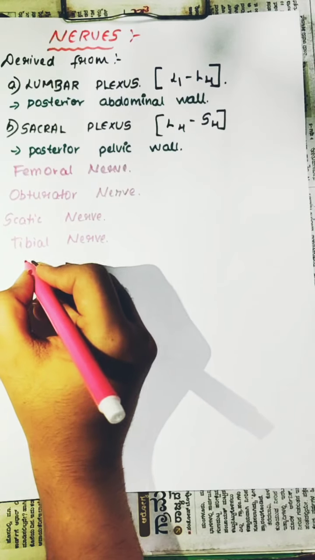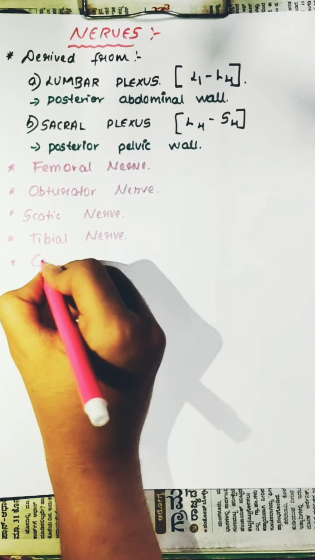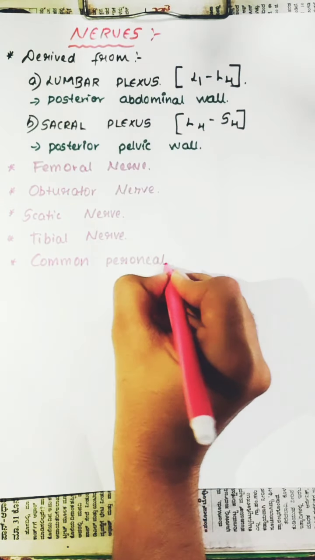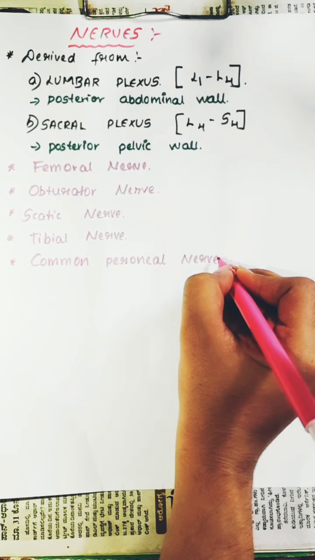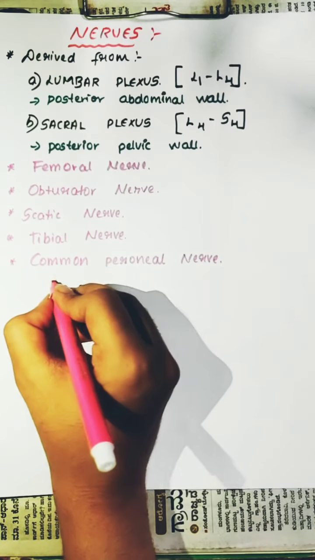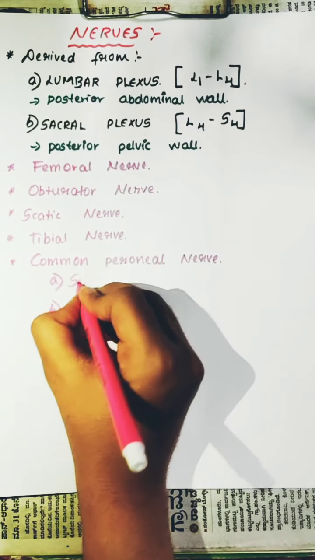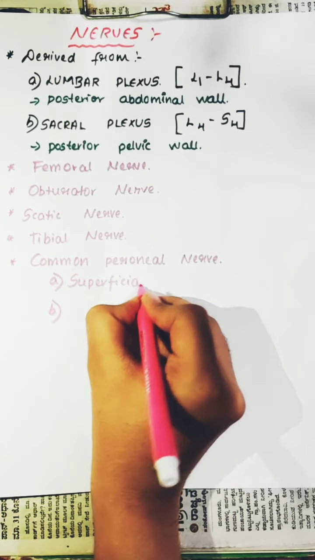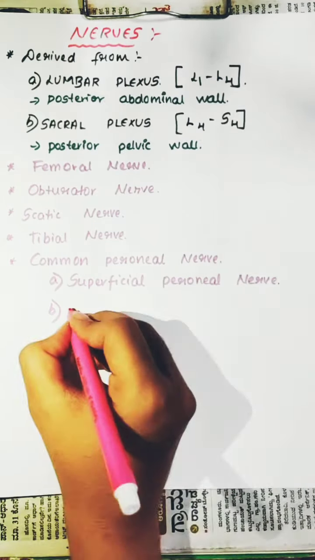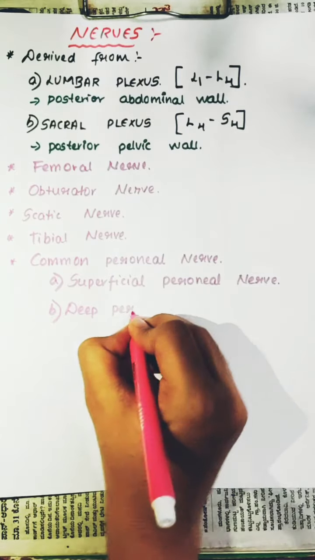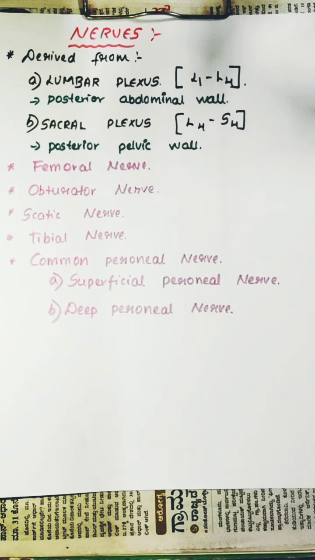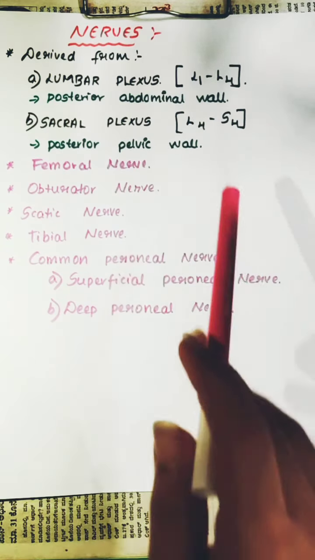There is the common peroneal nerve. This common peroneal nerve is of 2 types, that is the superficial peroneal nerve and the deep peroneal nerve. So this was the general nerve supply of the lower limb.